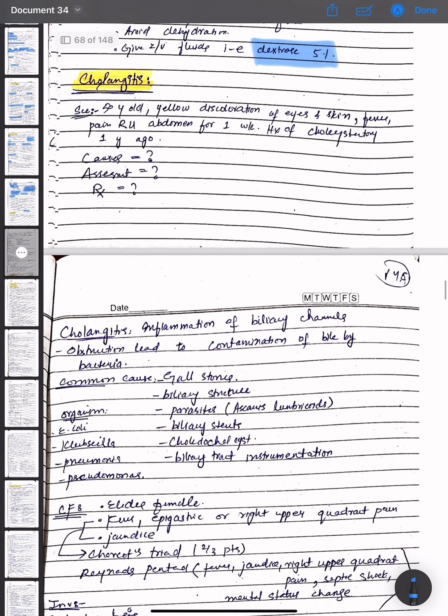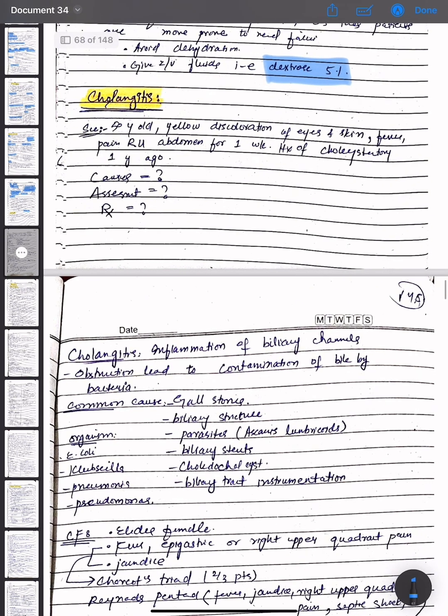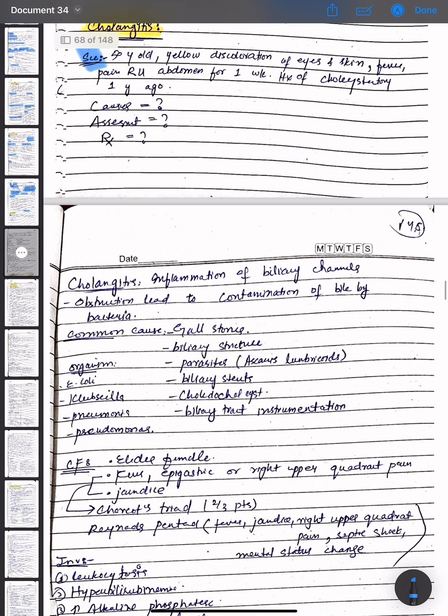Then we have cholangitis. Now let's discuss cholangitis. We have a scenario of a 50-year-old patient with yellow discoloration of the eyes and skin, and fever and pain in the right upper abdomen for 1 week. There is a history of cholecystectomy 1 year ago. So what are the causes? How will you do the assessment? And what are the treatment options for cholangitis? Cholangitis is the inflammation of the biliary channels.